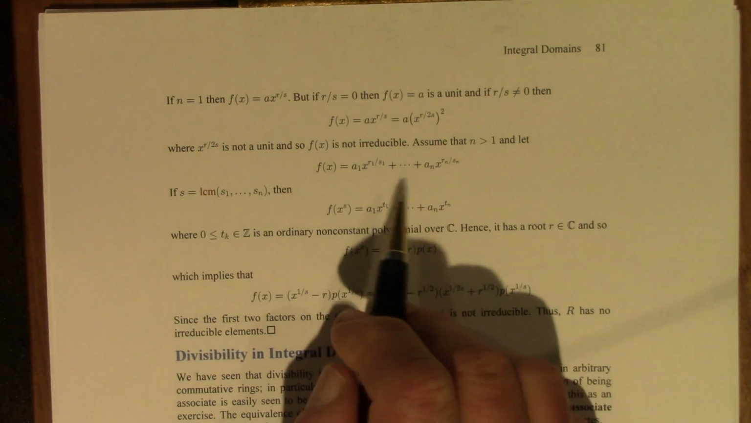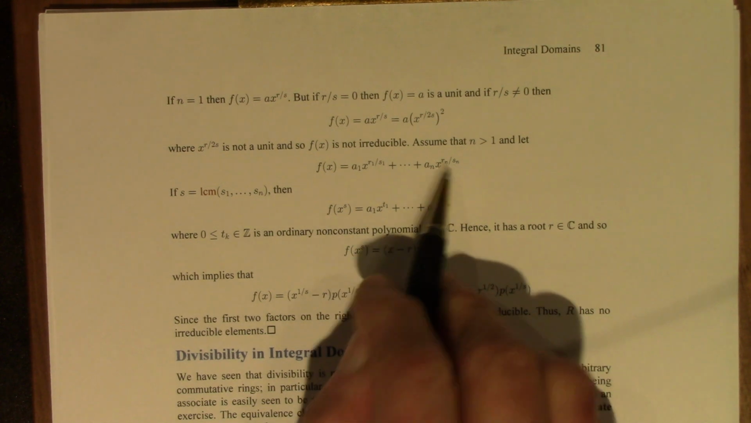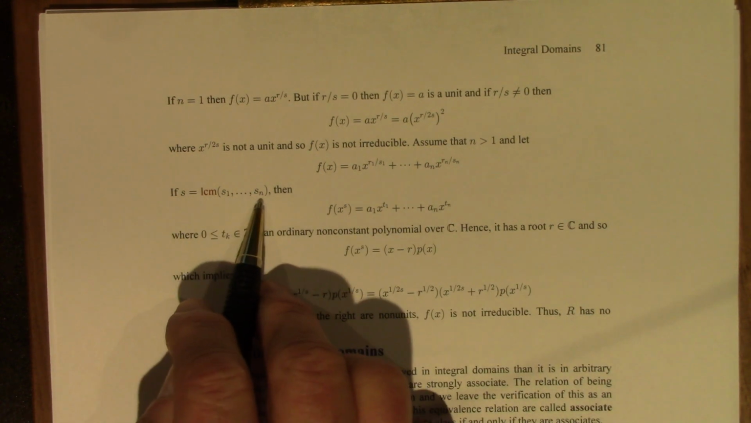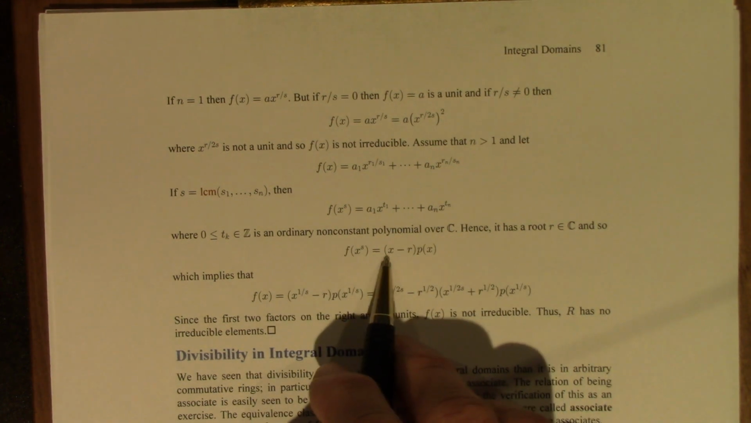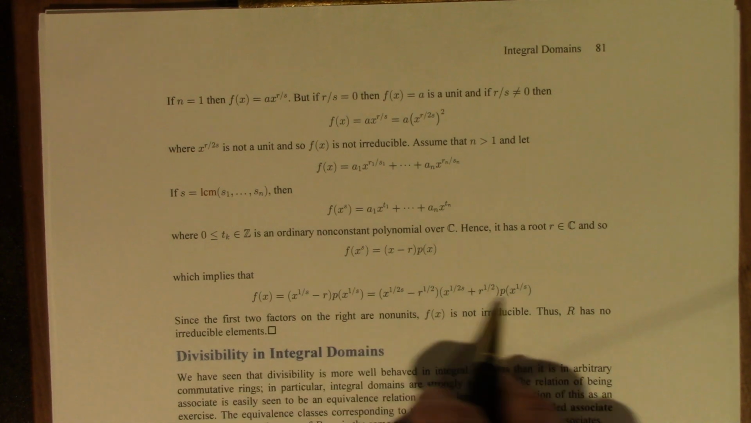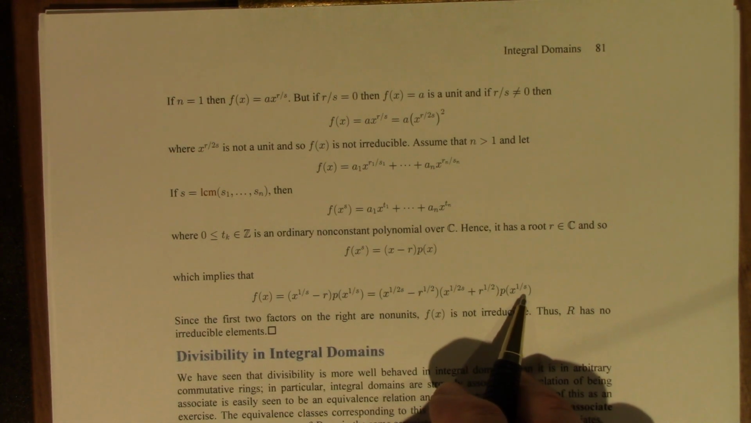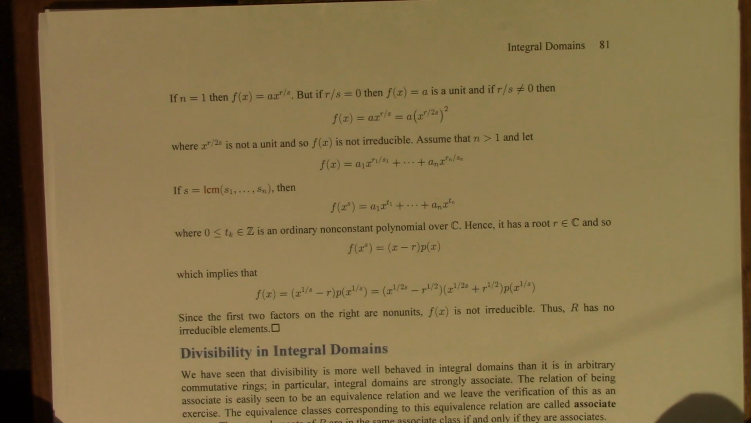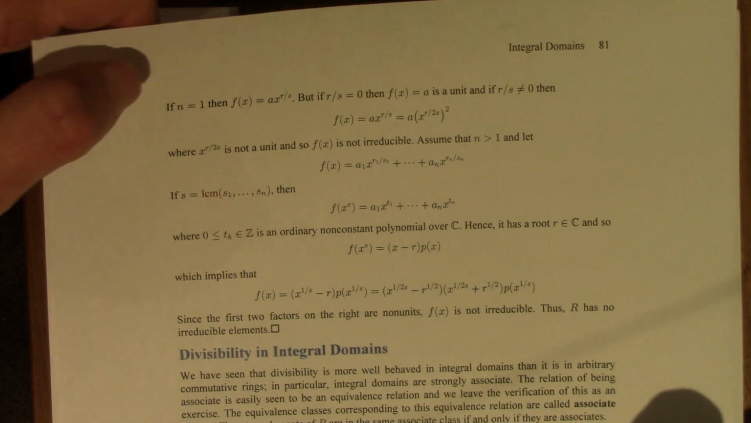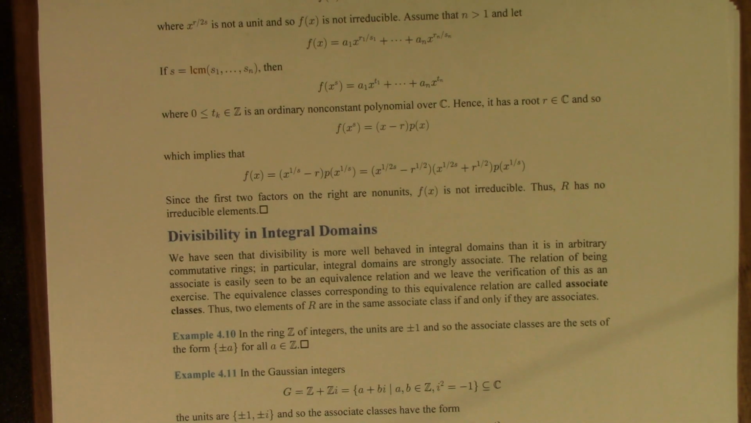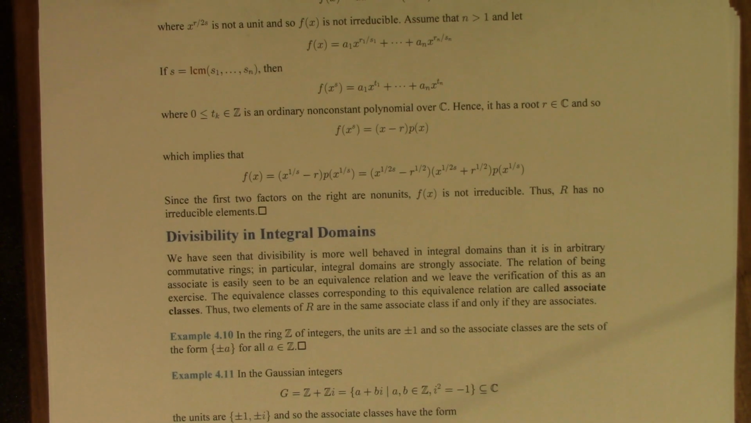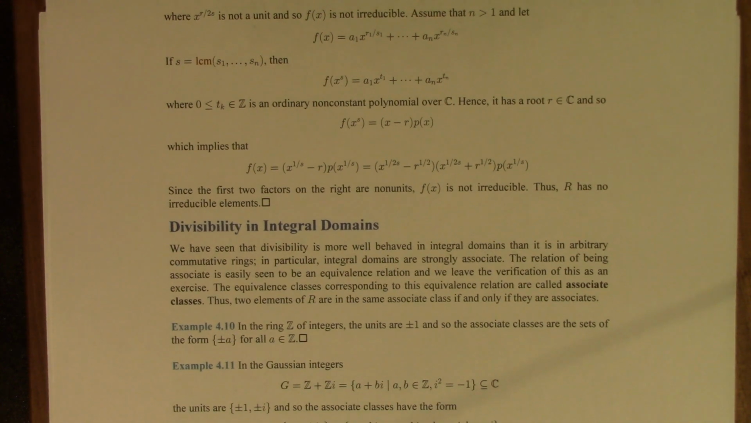If n is bigger than 1, we have something that looks like this. Find the least common multiple of the denominators in the exponents. Do exactly what we did in the example. Here's the linear factor, and we get this factorization. So this is just a little bit of algebra. We have an integral domain with no irreducible or prime elements at all.